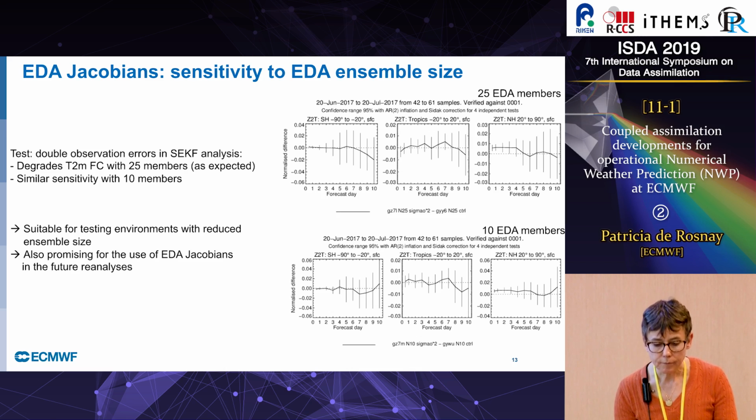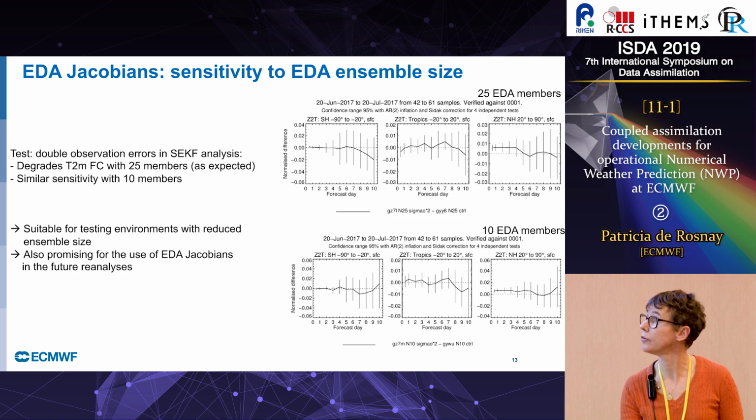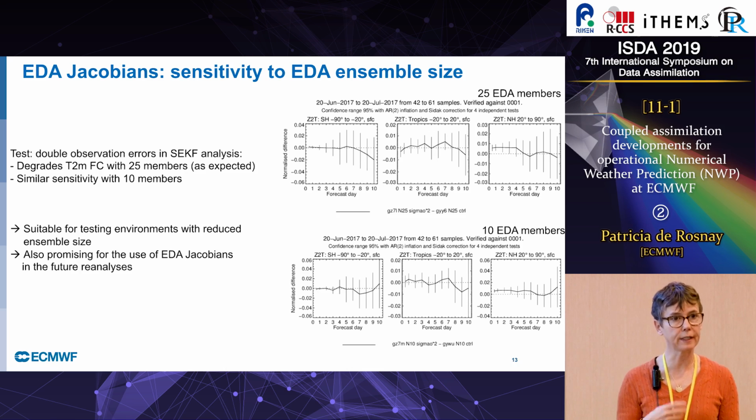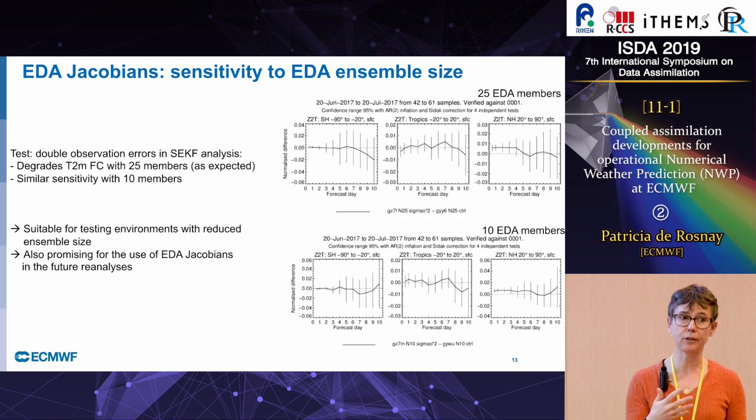And we have the same degradation. The scale is different, but it is in fact the same degradation when we use a 10-member EDA, which is very interesting because it shows that using the EDA to compute the Jacobians is also suitable and relevant in the testing environment, and also for the next analysis, ERA6, that will use 10 members.